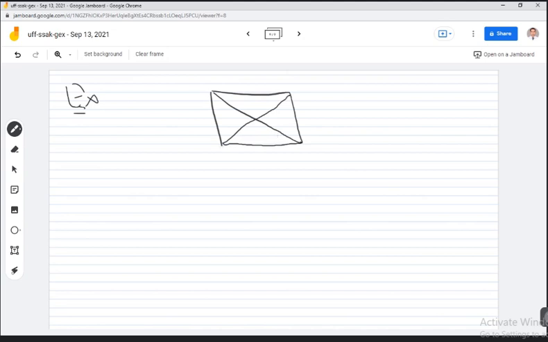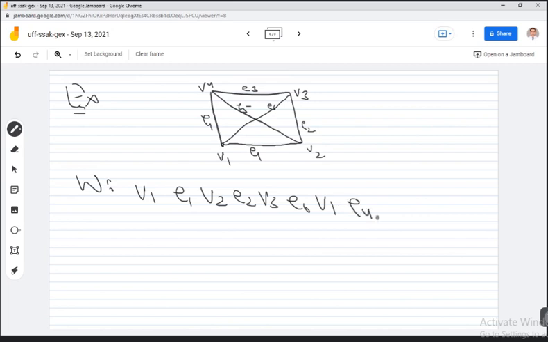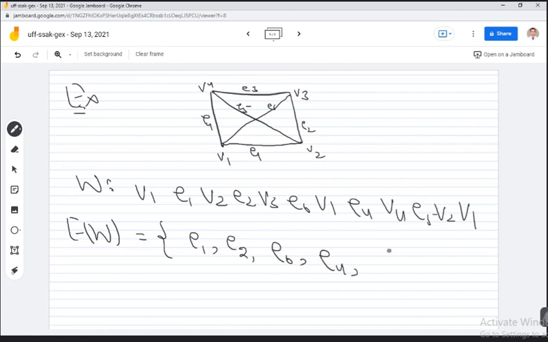Again, I'm taking the same example. Here V1, V2, V3, V4, E1, E2, E3, E4, E5, and E6. Now I take one walk: V1, E1, V2, E2, V3, E6, V1, E4, V5, V2 and V1. It is a closed walk. And here, E1, E2, E6, E4, and E5. Wait, I have missed something here.